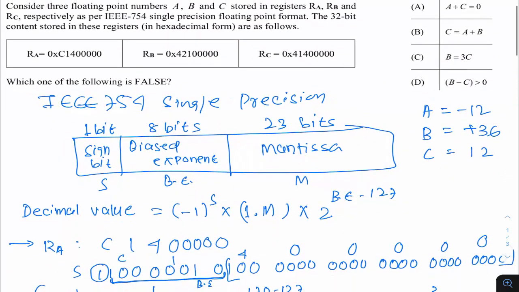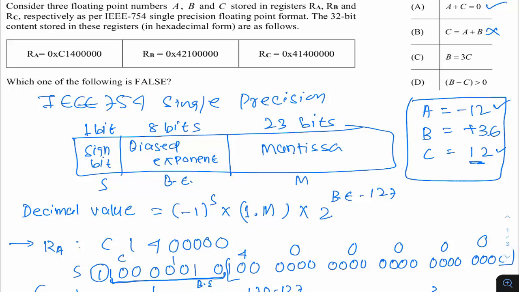So we got these values A, B and C. Now let us see which are false. A plus C equal to 0, correct or wrong? A is minus 12, C is plus 12. So the sum of that is 0. So this is true. C is equal to A plus B. C is 12. What is A plus B? 36 minus 12 is 24. So this is not correct.